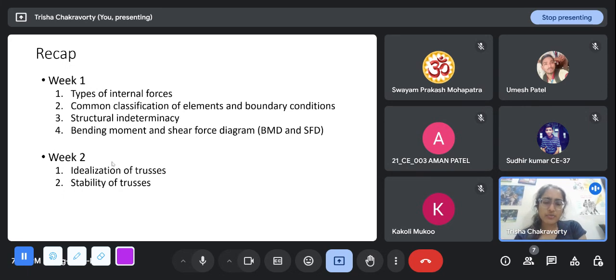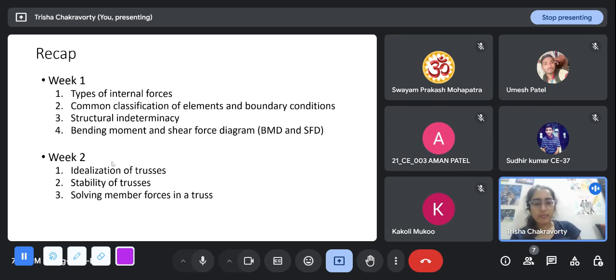And there were two special rules, that in a truss, all three support reactions cannot be collinear, and all three support reactions should not pass through a single point. In that case, the truss will not be stable. It will be determinate, but it won't be stable. And we saw how to solve the member forces in a truss by two methods: method of joints and method of sections.